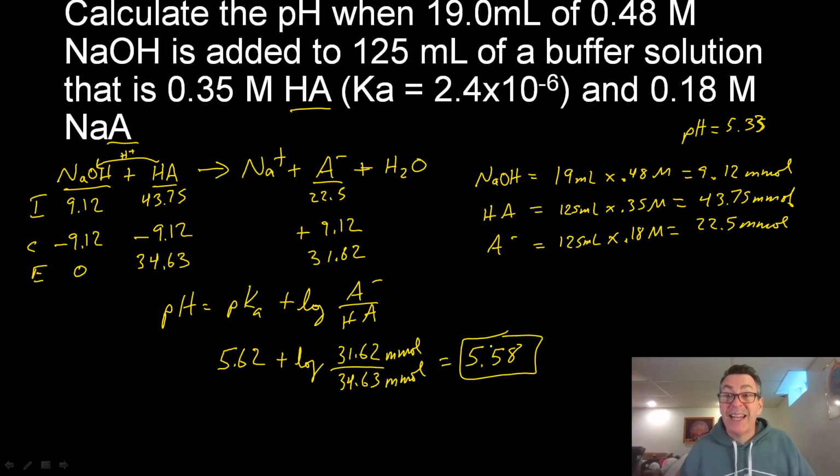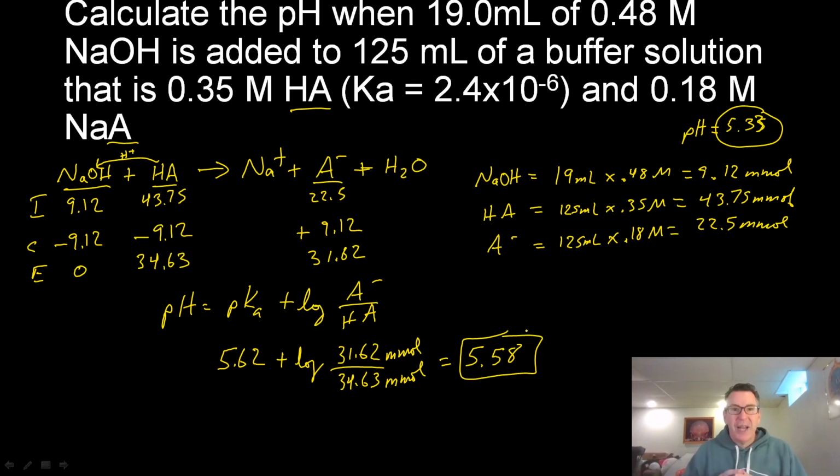All right. Again, does that answer make sense? Well, what did we add in? We added a strong base. Did the pH go up? Yeah. Here was the pH. 5.33 was the original pH of the buffer. And we added some strong base to this. The pH did go up just a little bit, right, to 5.58. So it all makes sense.